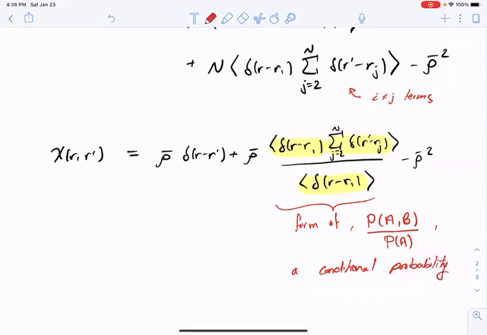In this specific case, just for completeness, one typically writes a conditional probability, in this case, B given A. So in this case, the highlighted part of the equation is, given r1 is at r, what is the density at r prime?